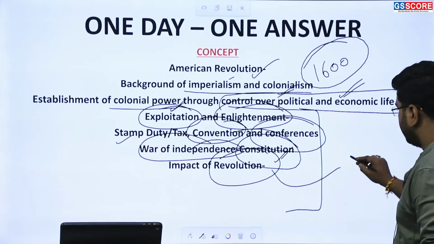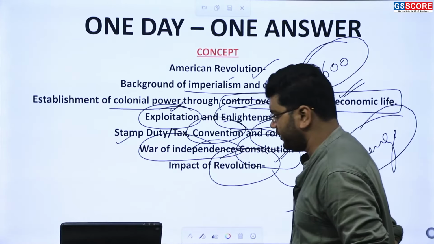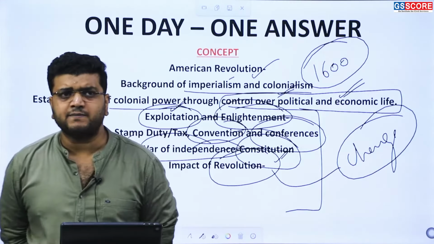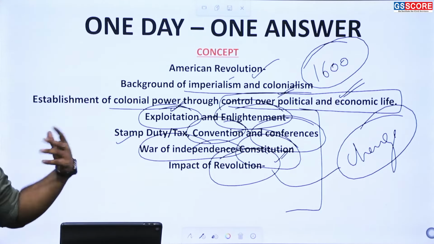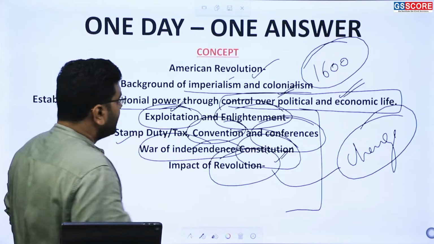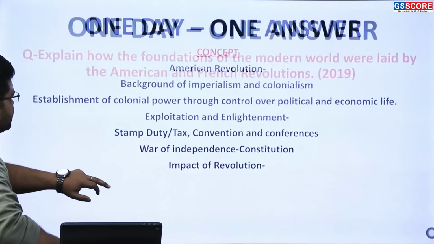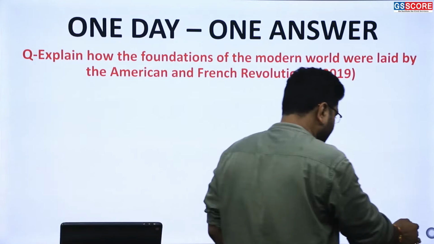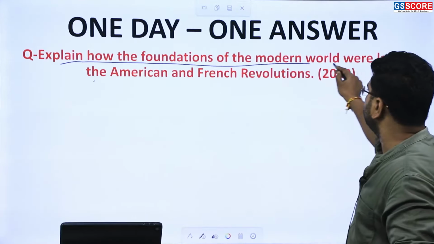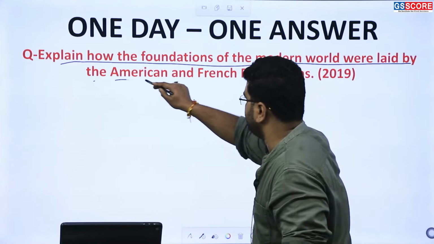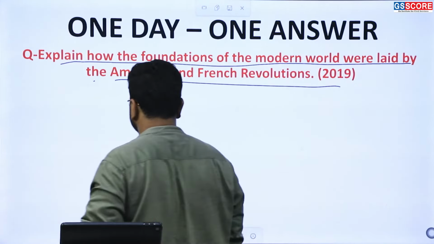Revolution, change, the fundamental change in the nature of polity, the nature of government, and the aims of the government. That is all with regard to the American Revolution as a conceptual understanding. Now coming back to the question, if you understand this point, we have to explain how the foundations of the modern world were laid by the American and the French Revolution. We have to know this fact, as a conceptual understanding, we saw the Americas.